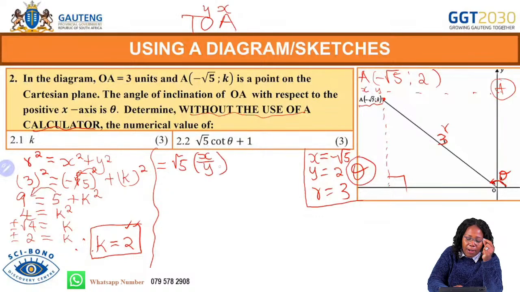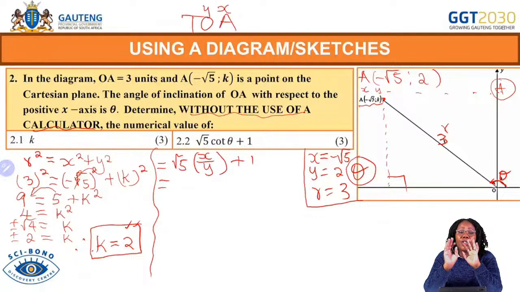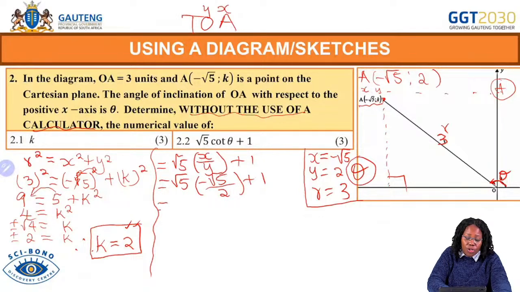We swap them around, and then we have a plus 1 there. The minute you write cot in terms of x and y, you don't write a cot theta anymore. Right. And then we have the square root of 5 into the x value minus square root of 5 over y, which is 2, plus 1. And then now let's continue simplifying.